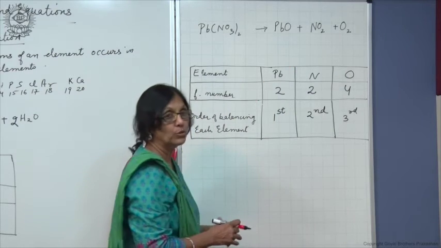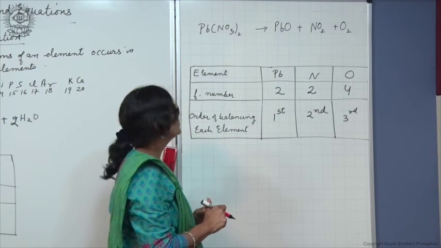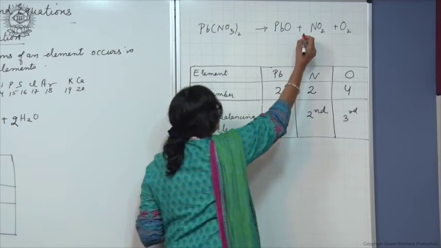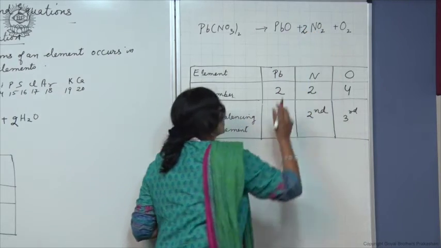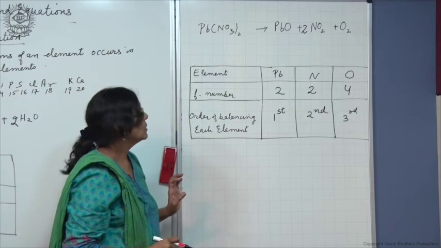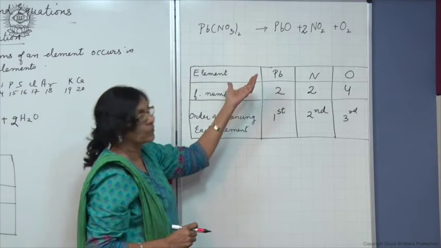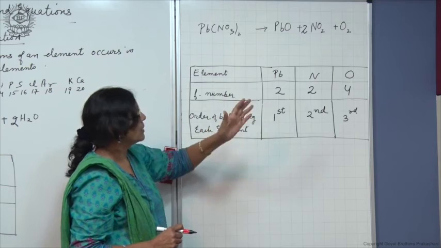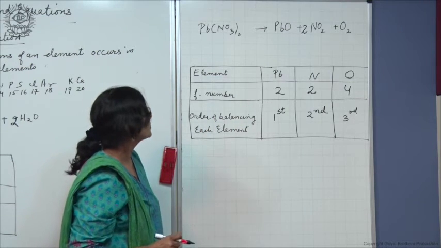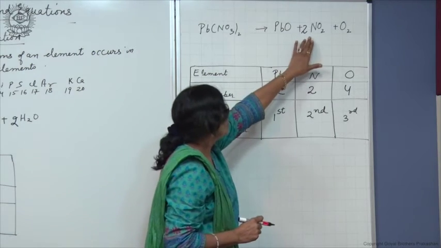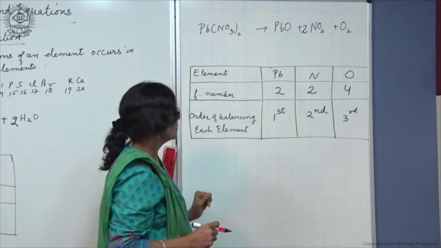To balance, what will you do now? Can you tell? Yes, you have to write 2 in front. You cannot change the formula. You can write a number in front of the formula, and you cannot write anything as subscript. It makes the number of nitrogen atoms now equal on both sides.